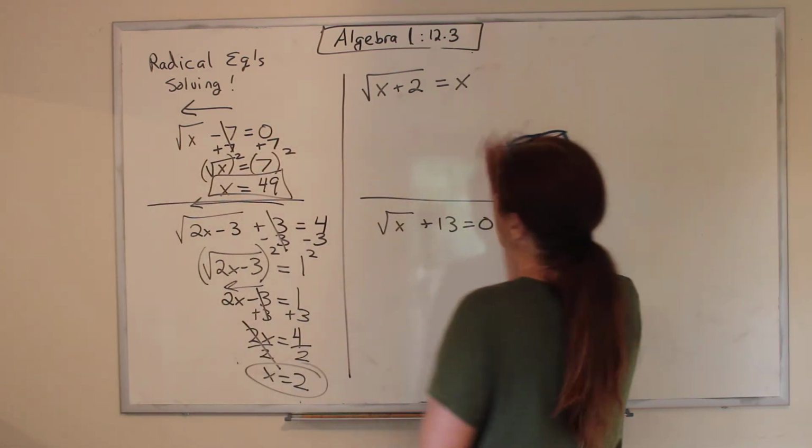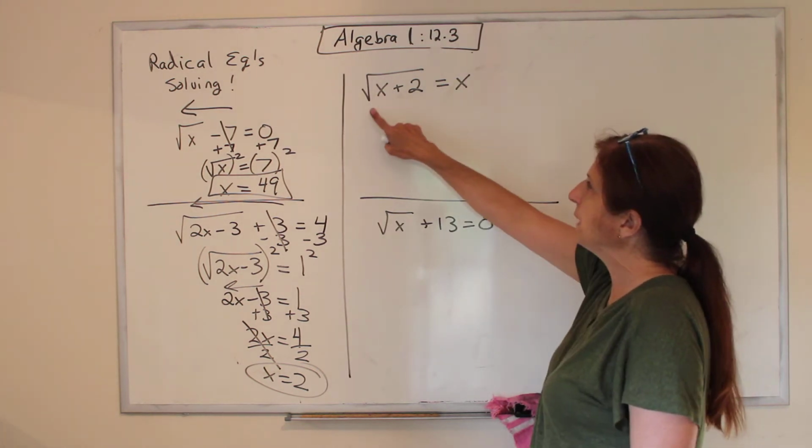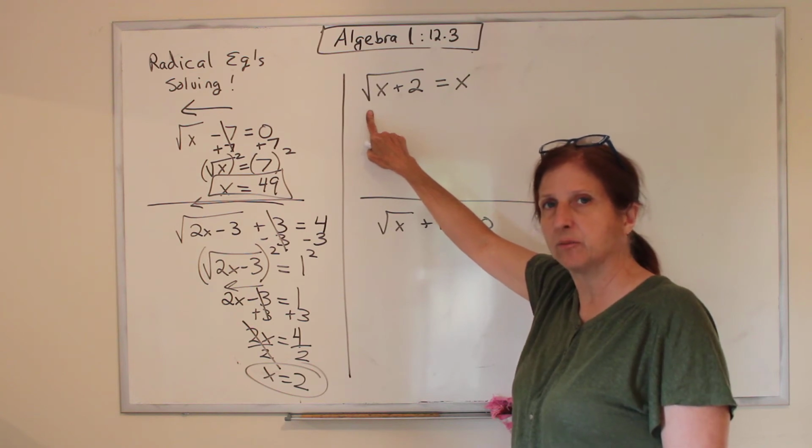Alright? Oh, this is ugly. It's got x's on both sides. What do we do? Well, we can get rid of that radical and it'll be less ugly, right? How do we get rid of a radical?